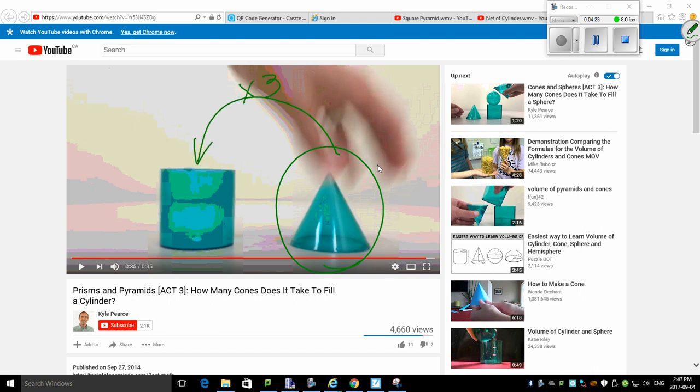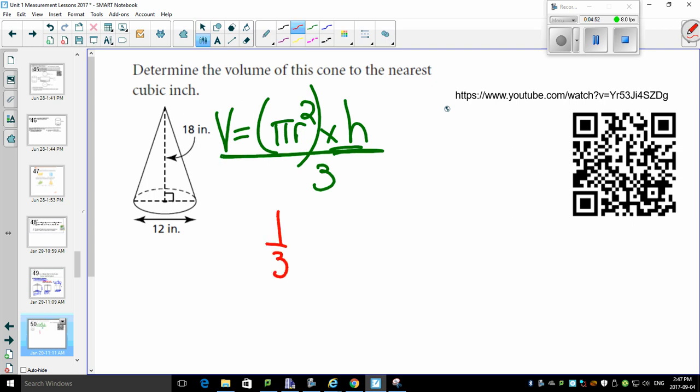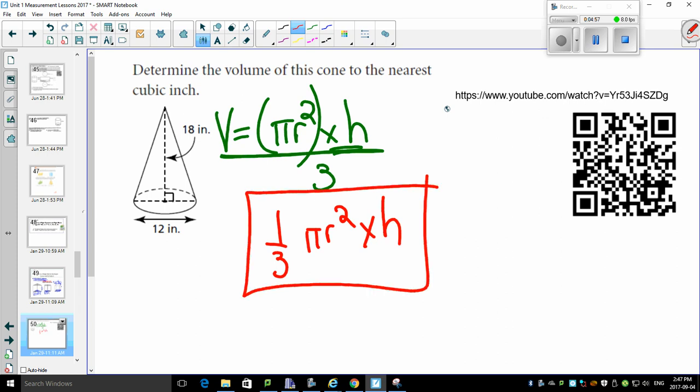So if you had the original cylinder here, how would you figure out how many cones there are? Well, to go from cone to cylinder is multiplying by 3, but to go back, it would be dividing by 3. Awesome. So let's go to our notes now. How do you go from the original? You would have to divide it by 3. So the formula that stands out for us is this one, 1/3 pi r squared times h. There is the formula for a volume of a cone based on the volume of a cylinder.